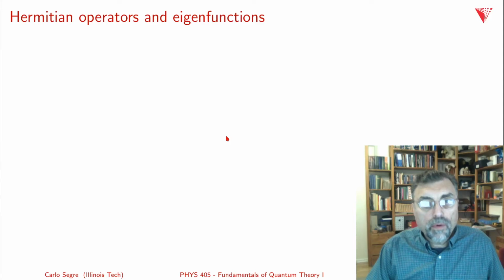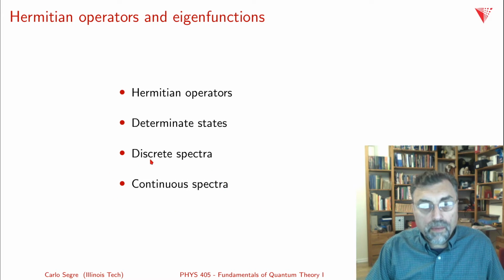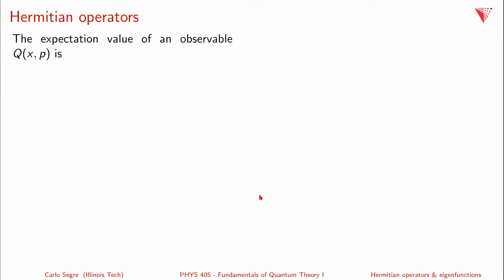Continuing on with the formalism of quantum mechanics, we're going to talk about Hermitian operators and eigenfunctions. We'll start by defining a Hermitian operator, talk about determinate states, then we'll talk about discrete spectra, and then we'll talk a little bit about continuous spectra.